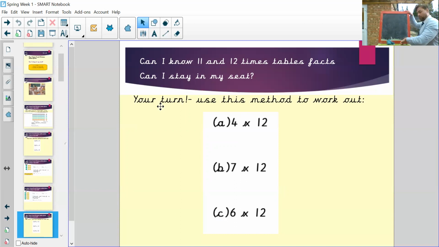Next question. We're going to partition the 12 again into 10 and 2. So we then do 7 times 10 is equal to 70. We then do 7 multiplied by 2, which is equal to 14. 70 plus 14 is equal to 84. So 7 multiplied by 12, 10 plus 2, is equal to 84.